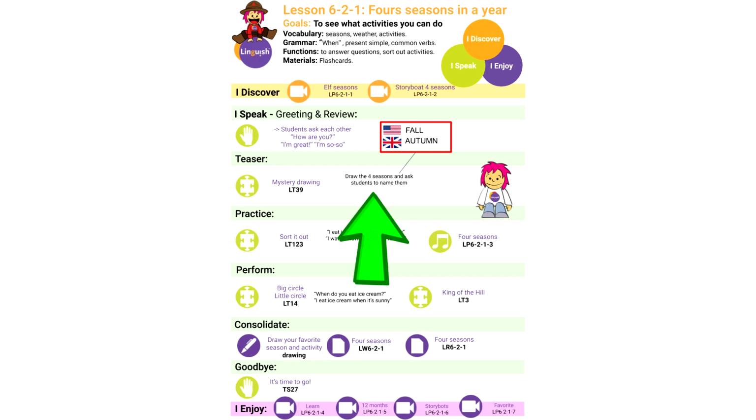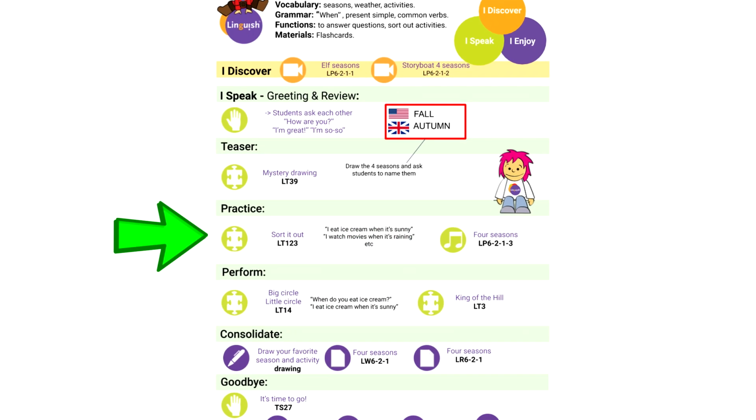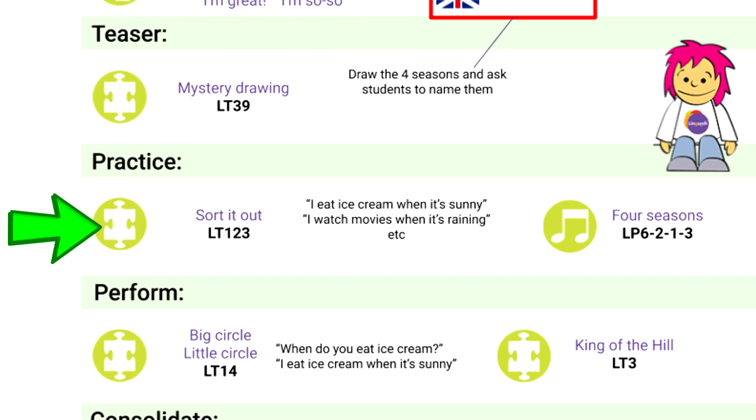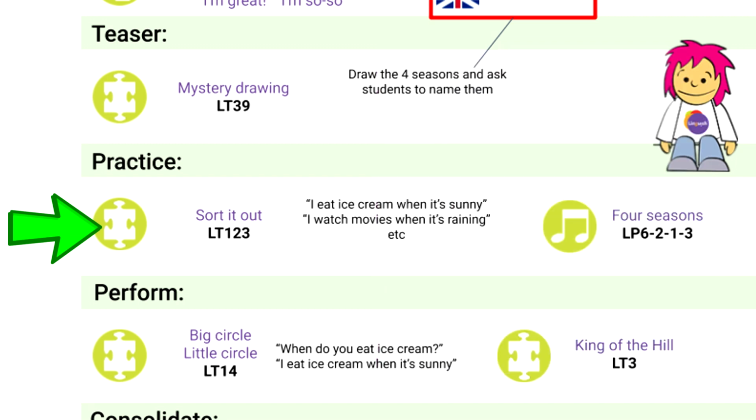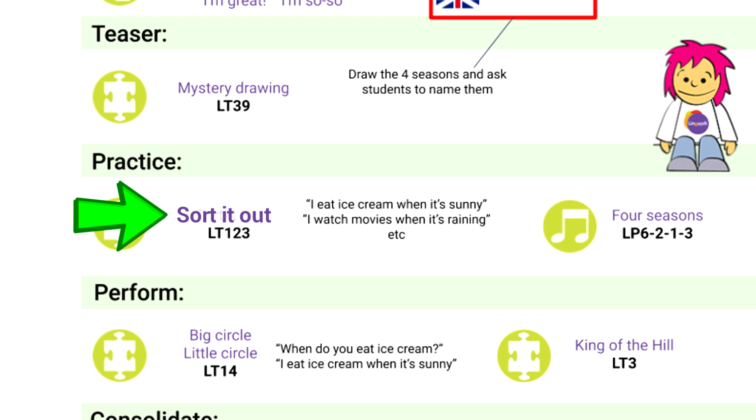Now that the kids are more familiar with what we're going to do, let's move on to the practice phase. In the practice phase, the students are still discovering and learning the new sentences, and the teacher's talking time is still quite high, whereas the students' talking is not very high. So, what are we doing in the practice phase? Here, we have an activity called Sort It Out. What is it?